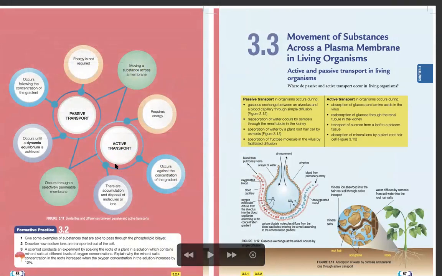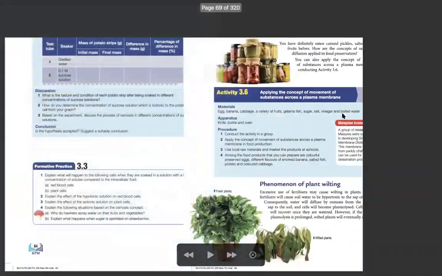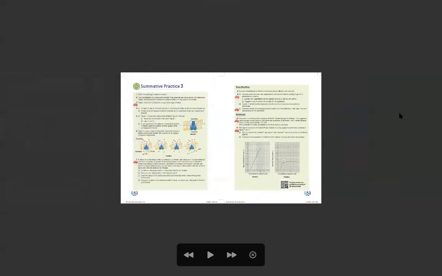Okay guys, so I think that's all for today's class. Okay, for the next topic, we are going to study about this one. How can we apply this in our living organism? Okay, so these are the things that you are going to study on the next class. Okay, can you understand?